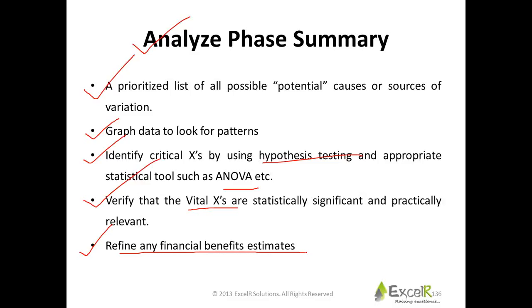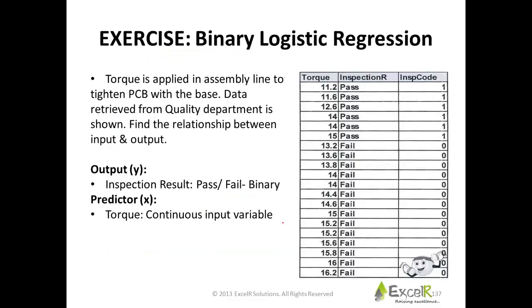Before the project started, probably you said that I'm going to save $1 million, but in analyze phase, maybe you felt that it's not 1 million, it will be $2 million that we are going to save. So you just refine your financial benefits as well. So this is how we actually end.